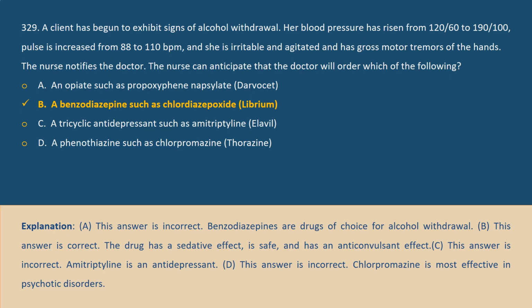Answer B. Explanation. A. Benzodiazepines are drugs of choice for alcohol withdrawal. B. The drug has a sedative effect, is safe, and has an anticonvulsant effect. C. Amitriptyline is an antidepressant. D. Chlorpromazine is most effective in psychotic disorders.